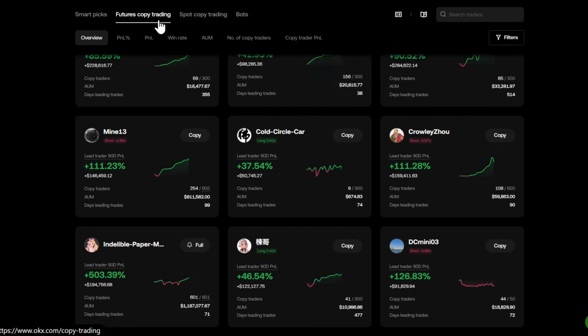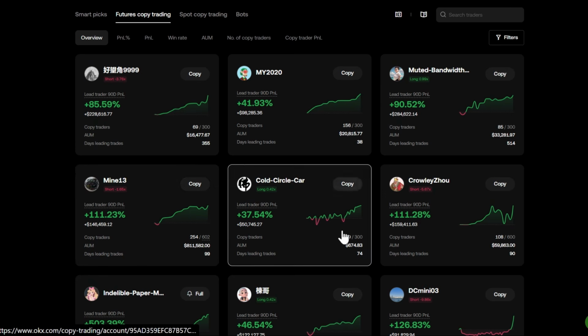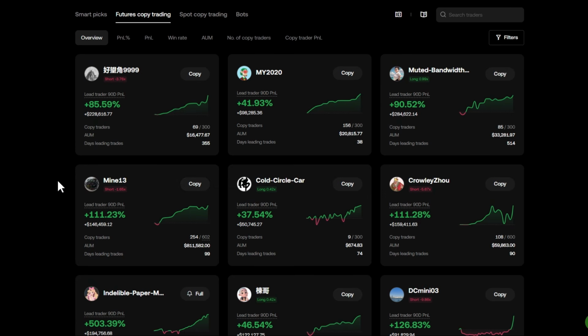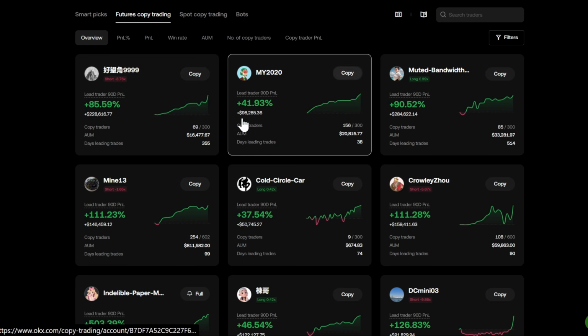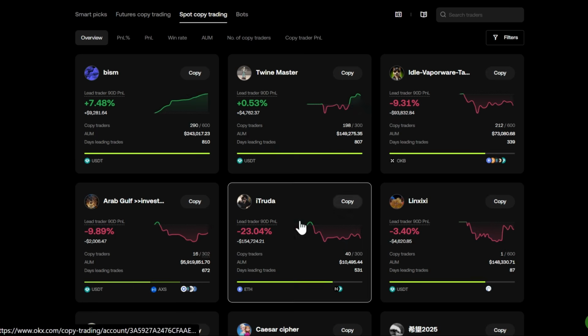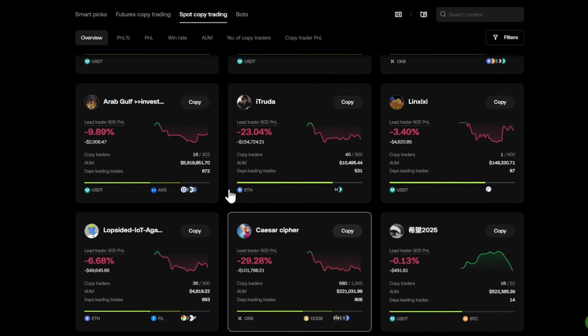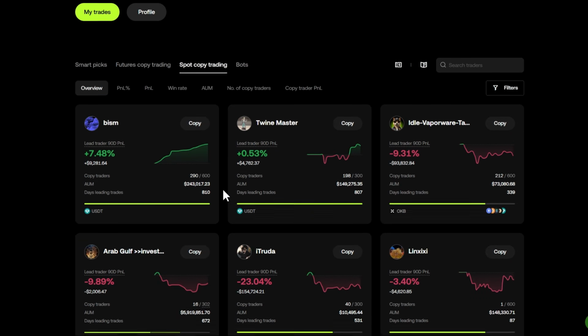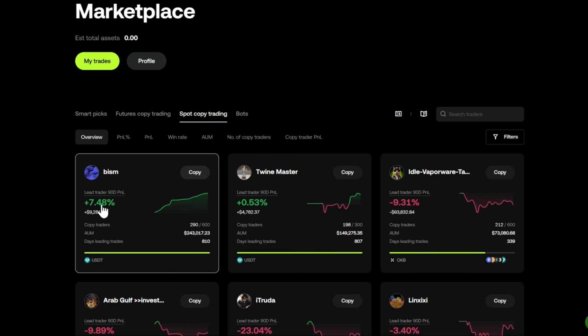When you click on Futures Copy Trading, you can see the lead traders who are using derivatives or futures perpetual trading with leverage. This is where you'll see all the top copy traders, their stats, P&L percentages, P&L in dollar terms, how many followers the trader has, assets under management, and days they've been a lead trader, and more. When you click on Spot Copy Trading, this is the tab where you can copy the trades of lead traders who are only using spot, or with no leverage. They have the same stats as the futures trading, but for this one, you will only have the option to buy at no leverage.